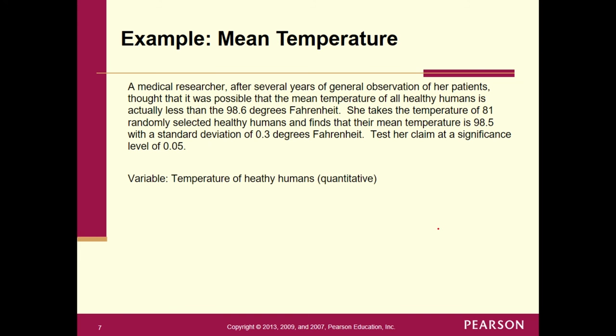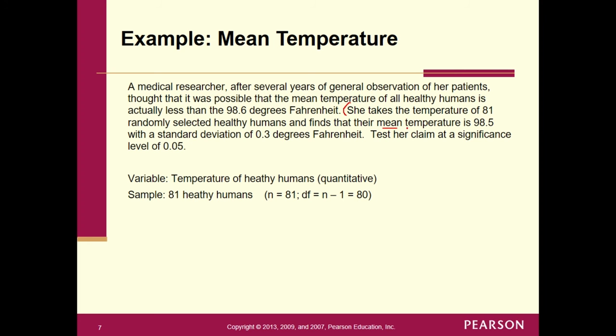All right, so what's the underlying variable here that she collected data for? Temperature of healthy humans, right? And that's quantitative, so we look at means. What was our sample? It's got to be a sentence or two about the sample. Here it is. She takes the temperature of 81 randomly selected, right? That's n.